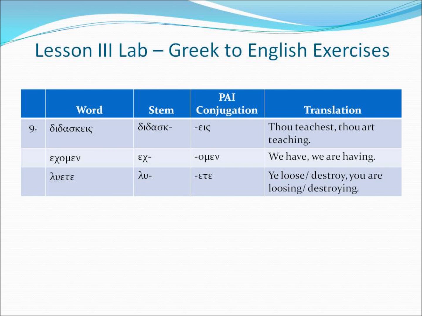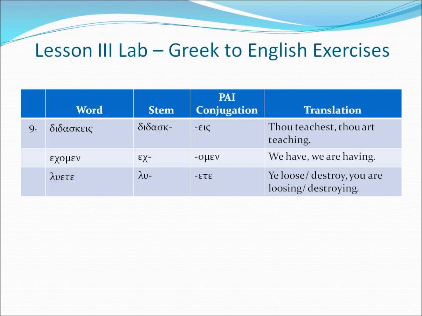Okay, last example here, example number 9. First word is didaskes. Didaskes comes from didasko, which means the stem is didask. Conjugation is ace, O ace A, that's a second person singular. Translated, thou teachest, or thou art teaching.